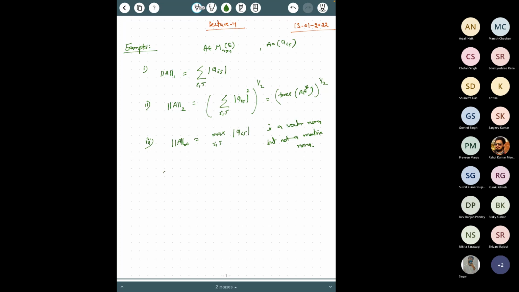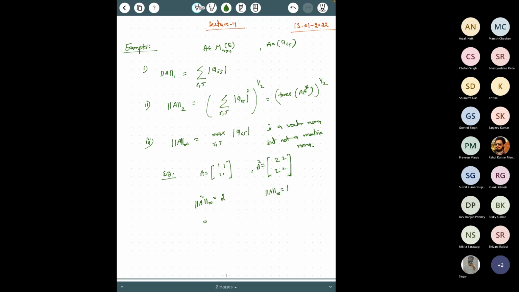So why is it? For example, take this two by two example where all the entries are equal to 1, and then look at its square. What would the square be? It is 2, 2, 2, 2. If you look at the infinity norm of A squared, it is 2, right? And similarly, the infinity norm of A is 1.